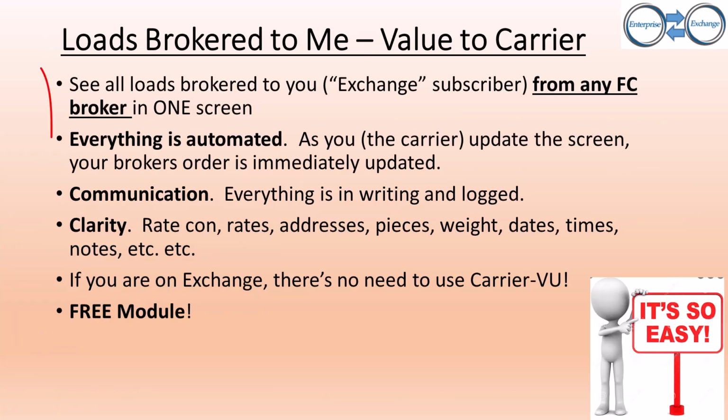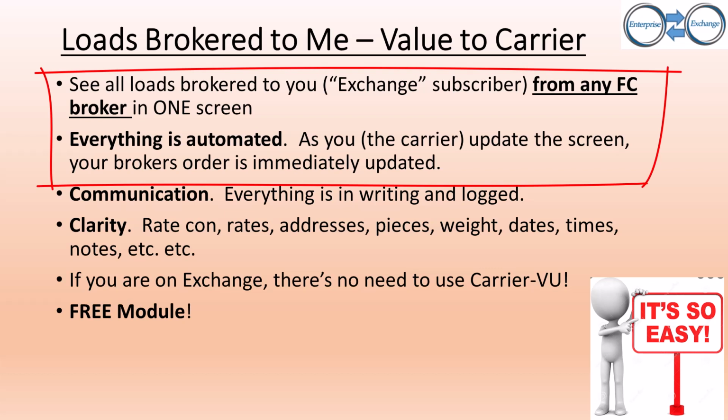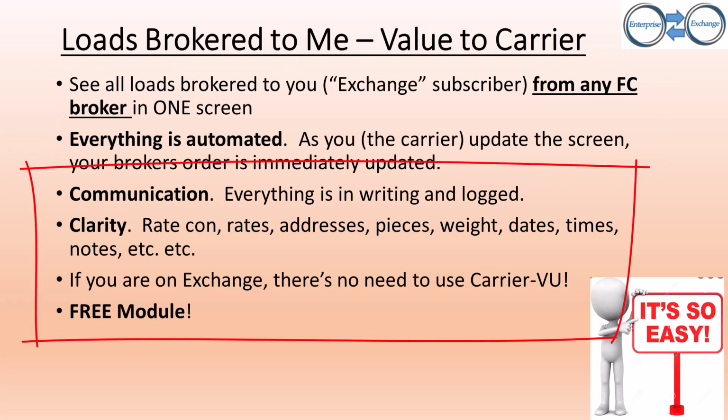They can see all the loads brokered to the carrier if they're an exchange subscriber from any Full Circle broker in one screen. Everything is automated, so as you, the carrier, update the screen, your broker's order is immediately updated. In terms of communication, everything is in writing and is logged. You see the rate con, the addresses, the pieces, the weight, the dates, the times, the notes, etc. If you are on Exchange, there is no need for you to use Carrier View, and this is a free module. There's no charge to use this.